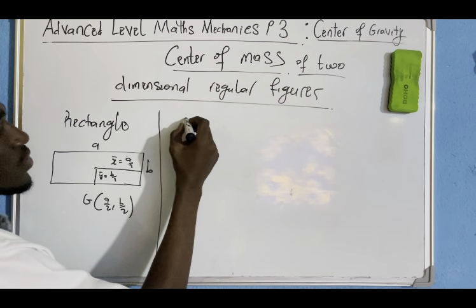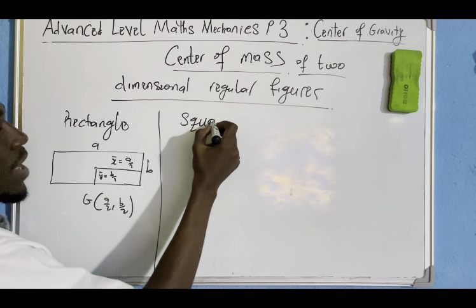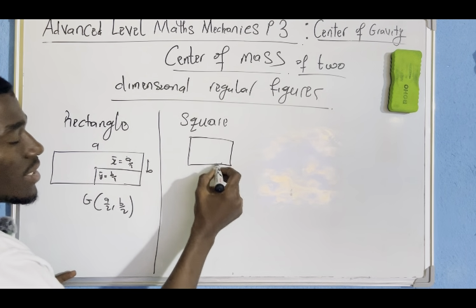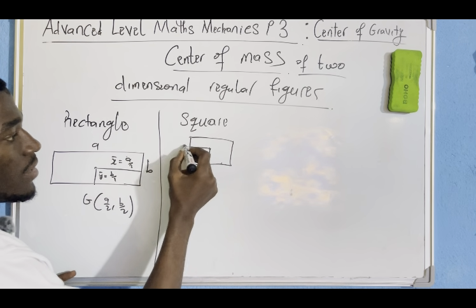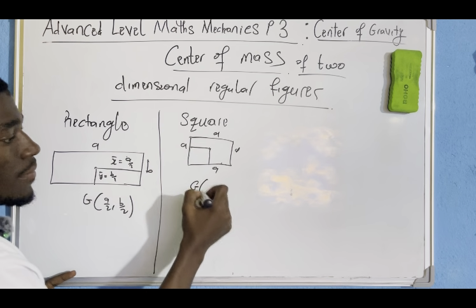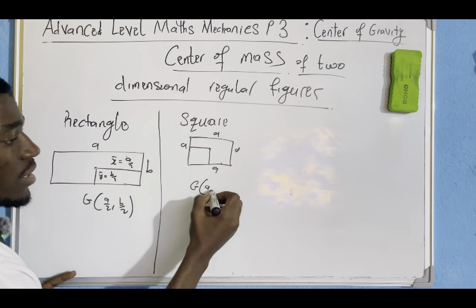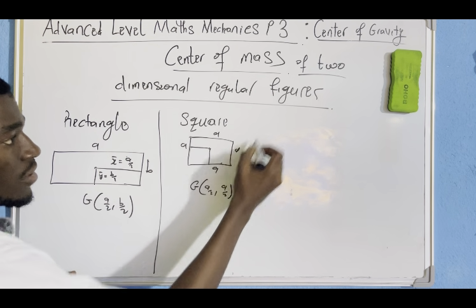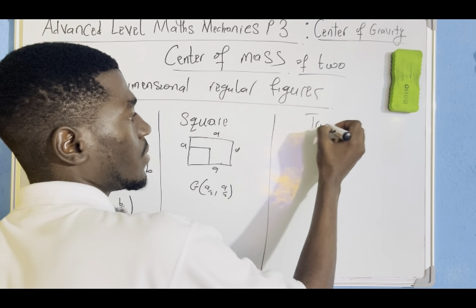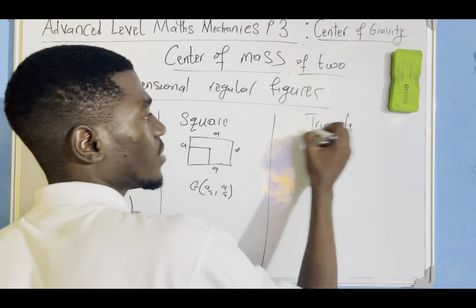Now let us go to a square. When you have a square of side A, it is also quite easy. For a square of side A, the center of mass is at A over 2 and A over 2. As simple as that. Now, if I consider a triangle, you see that it is quite different.